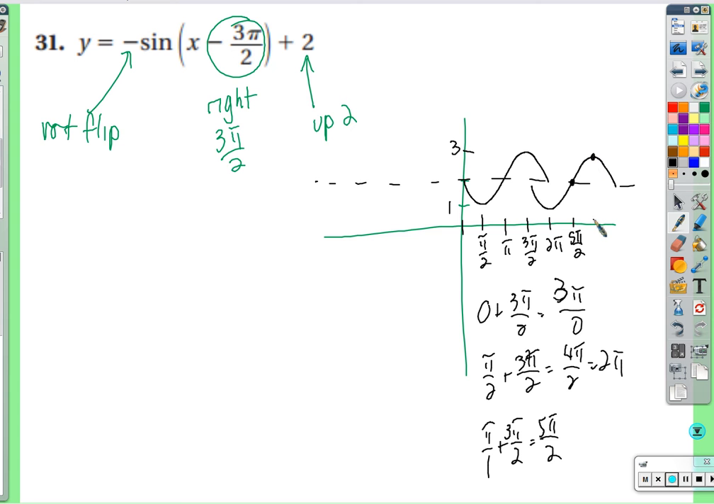Where is this? Well, it started here at 3 pi over 2, and we add 3 pi over 2. 3 pi over 2 plus 3 pi over 2 is 6 pi over 2, which is 3 pi. Simplify that. Where is this? Well, it started life here. What's that? 7 pi over 2.